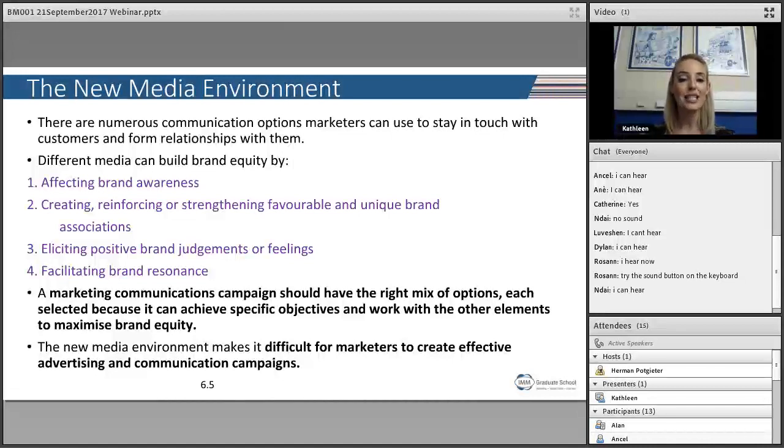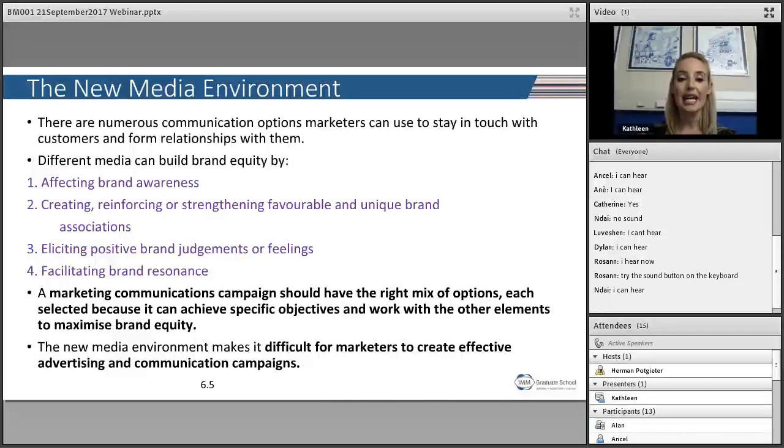So your marketing communication campaign should have the right mix of options. We're not saying throw in all the new types of media that exist. We're not saying keep all the traditional types of media. We're saying that you need to mix and match the elements that are going to be best suited for you to achieve your objectives with the resources you have available and satisfying the needs of your customer.